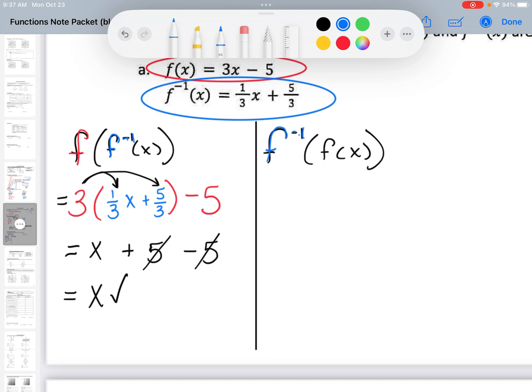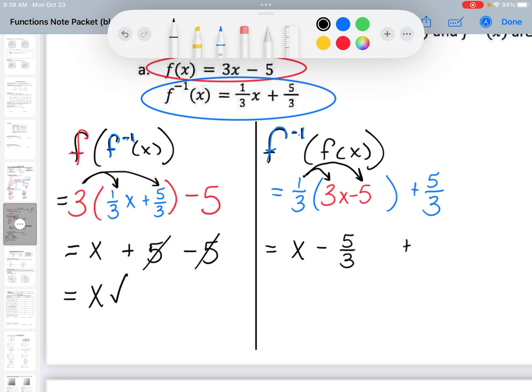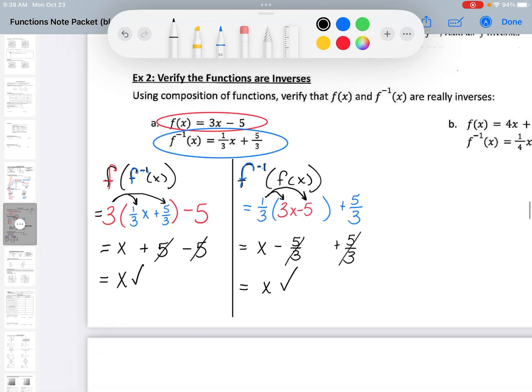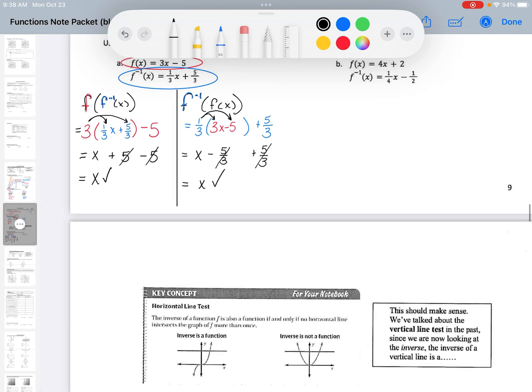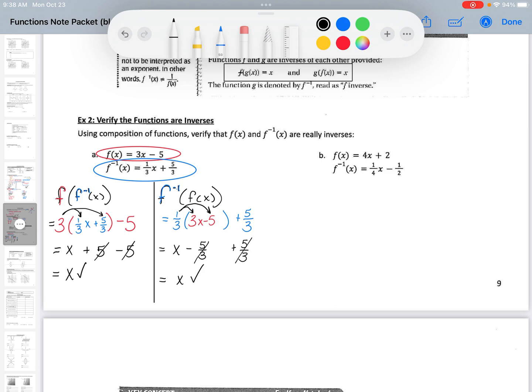So now I'm going to start with what we believe is the inverse function. 1/3 of x, but instead of x, we'll leave space. Then we'll input the f of x function. And then we're going to distribute. 1/3 times 3x is x. 1/3 times -5 is -5/3. Bring down my +5/3. -5/3 and 5/3 cancel. We're left with x, so yes, they are inverses of each other. Go ahead and pause the video, and I want you to try letter B.